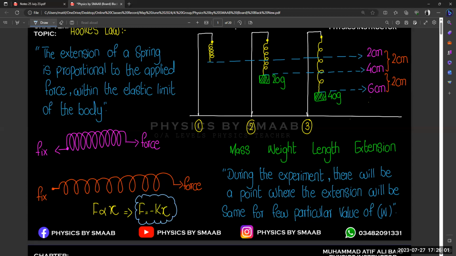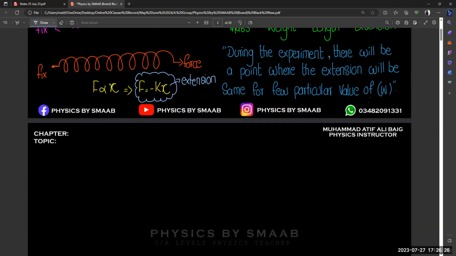Because that is a big question. One more thing. What's that X symbol? X is for the extension, right? Because normally we use S or D for the distance, but this is not actual distance. So that's why we use X for the extension. And I will explain the concept of K and the minus sign over here.